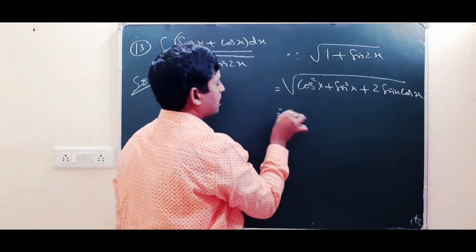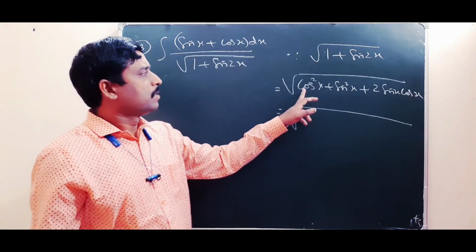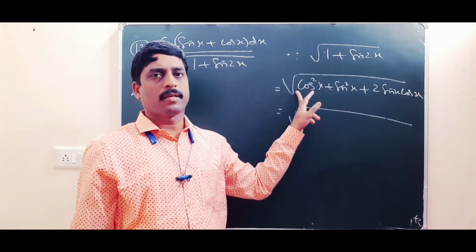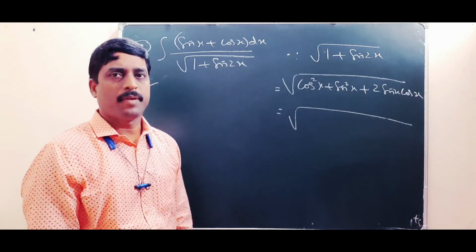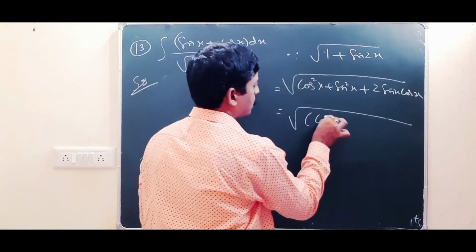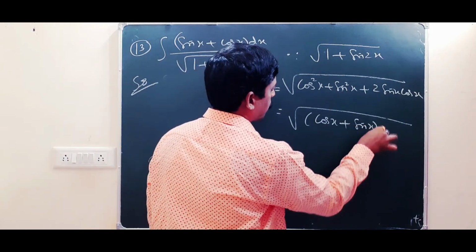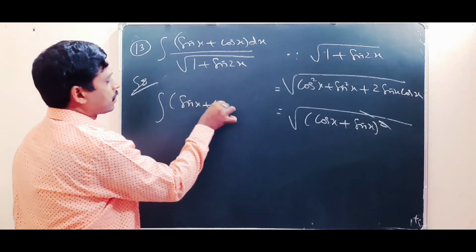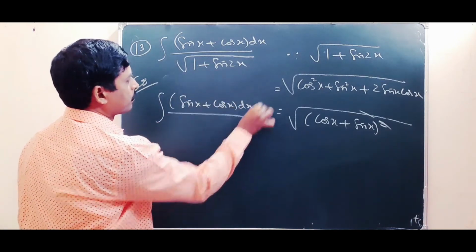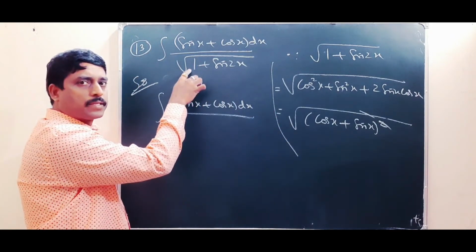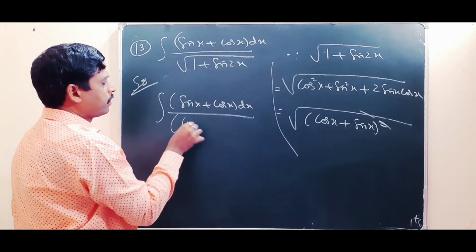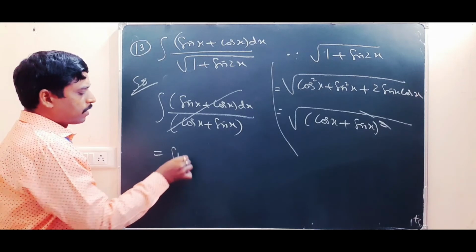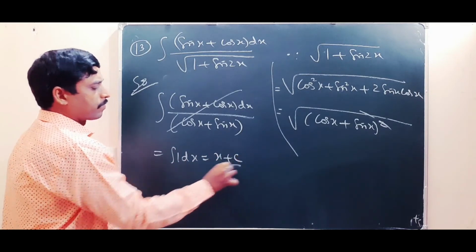We have cos square x plus sin square x plus 2 sin x cos x. This is in the form of a square plus b square plus 2ab, which is a plus b whole square, where a is cos x, b is sin x, whole square. Root and square get cancelled. Therefore, integral sin x plus cos x dx upon root under 1 plus sin 2x, this value we have cos x plus sin x. So cos x plus sin x get cancelled. 1 dx, integral 1 dx value is x plus c.